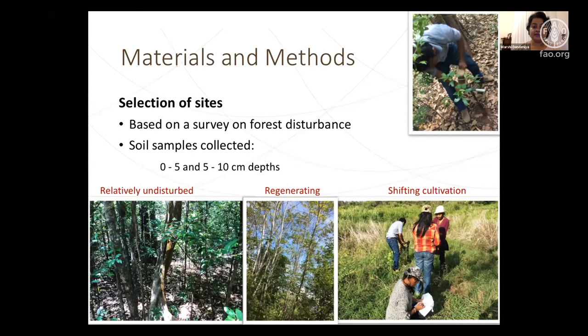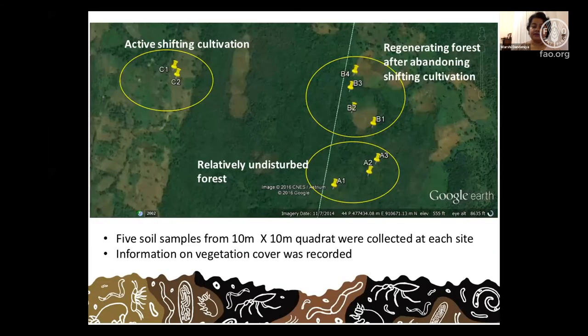So we selected three types of land covers in this area. One is relatively undisturbed forest, then regenerating forest after clearing the land for shifting cultivation, and then sites under active shifting cultivation. So these three types of land covers were selected for the study, and we collected soil samples from 0 to 5 and 5 to 10 centimeter depth classes. You can see the location of samples in this map.